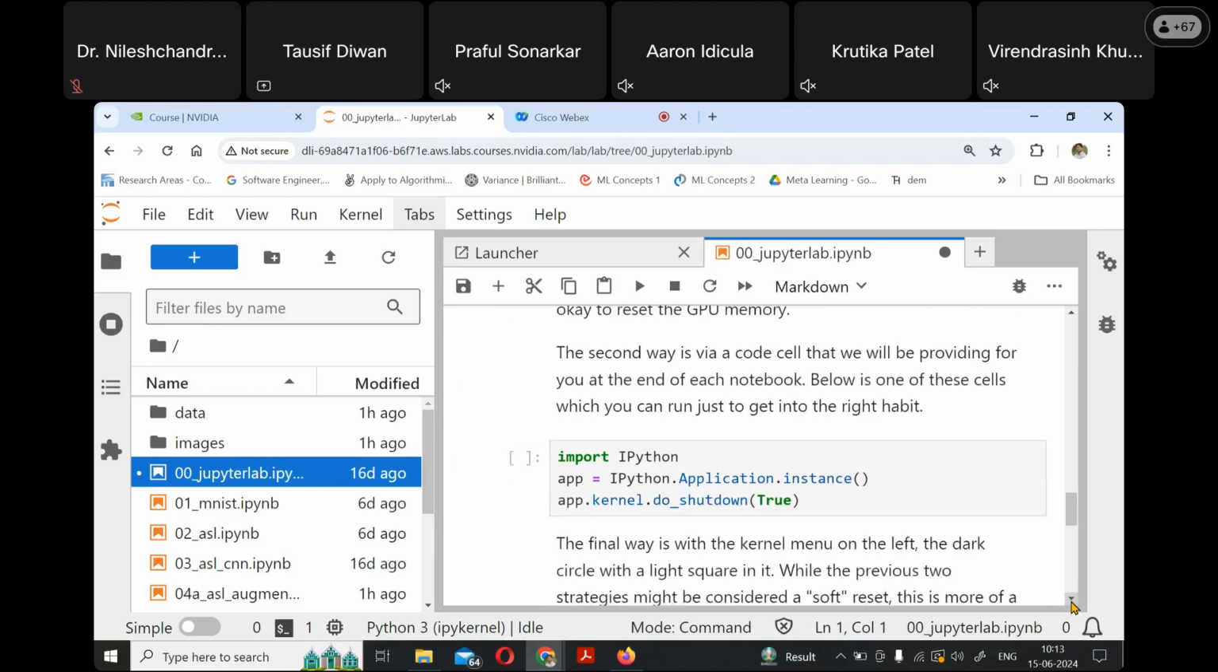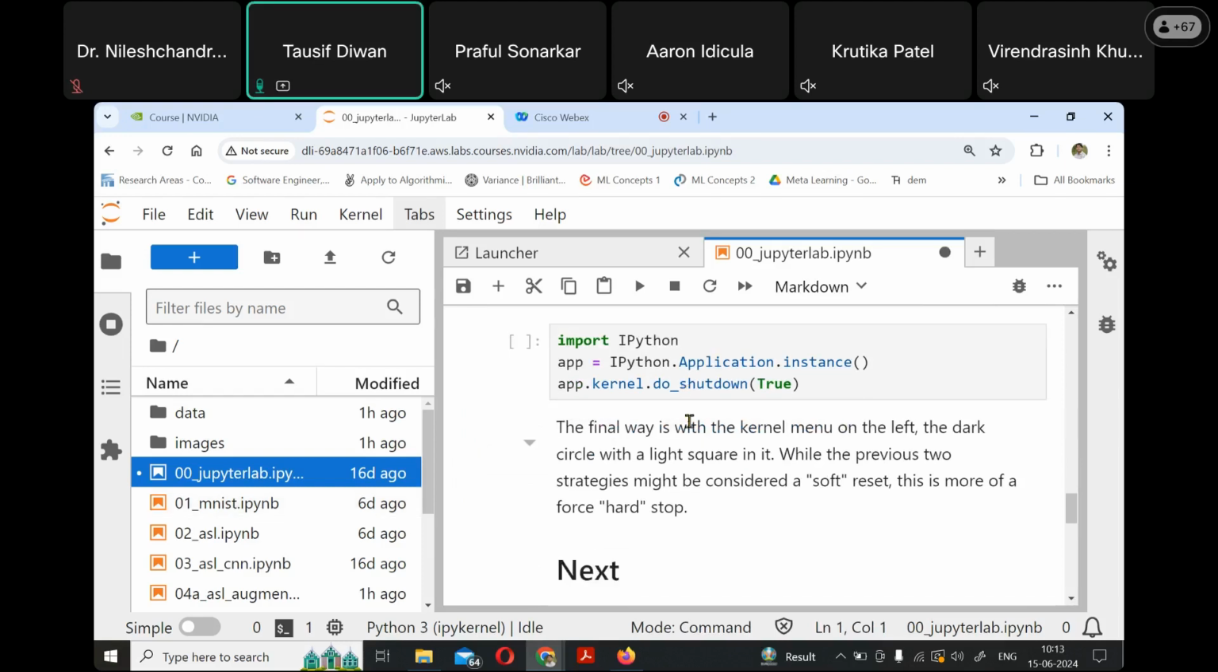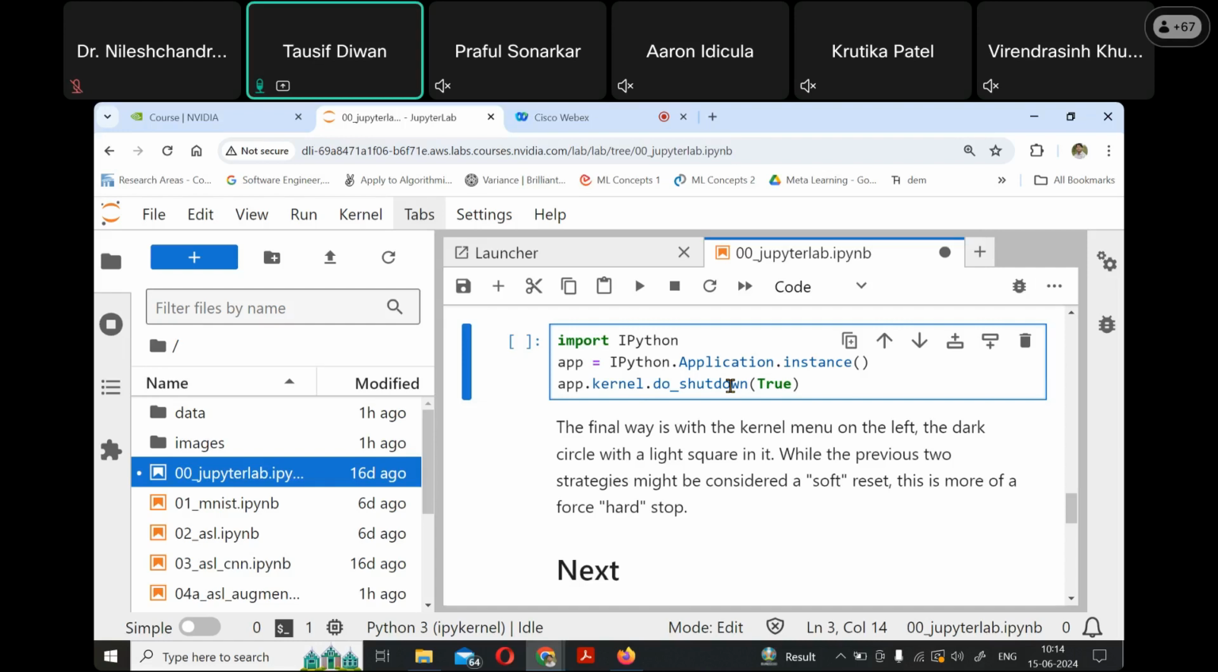Second thing, how can we clear the GPU memory? At the end of every notebook, you should see this code. This is just a line of code wherein you can see we are importing IPython, and we need to call this shutdown method.